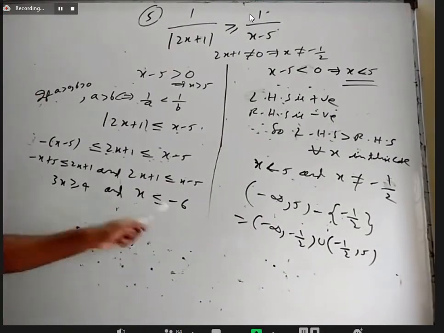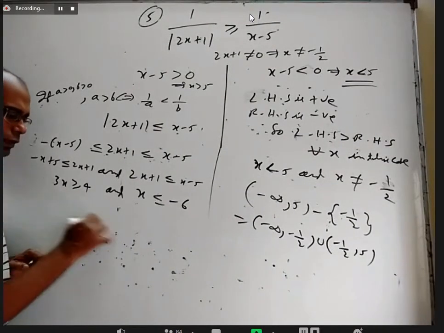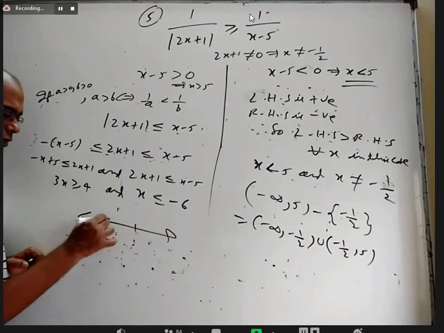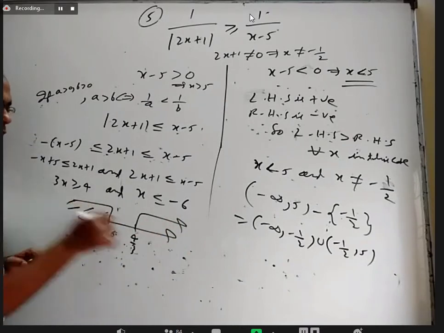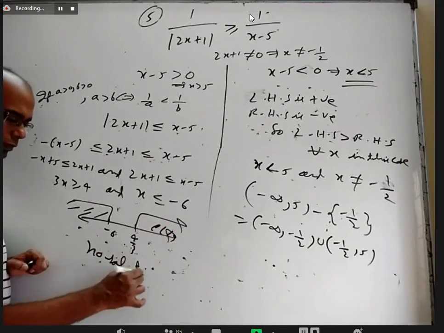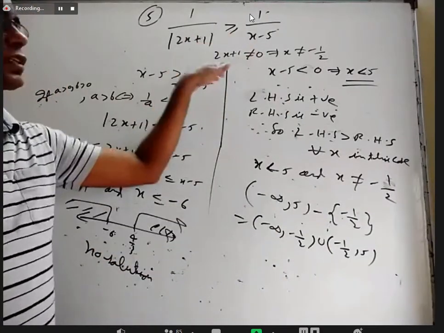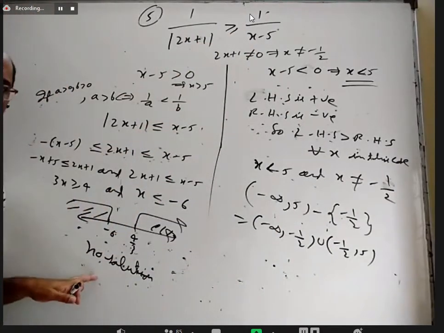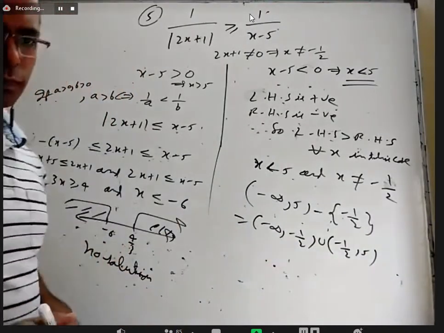How can a number be less than minus 6 and at the same time more than 4 by 3? Not possible. If I take minus 6 here and 4 by 3 here, we want numbers on this side and this side, both simultaneously. No solution. If somebody forgot to take this case and simply did cross multiplication, you will think no solution. But actually, minus infinity to 5, everything except minus 1 by 2 is a solution.